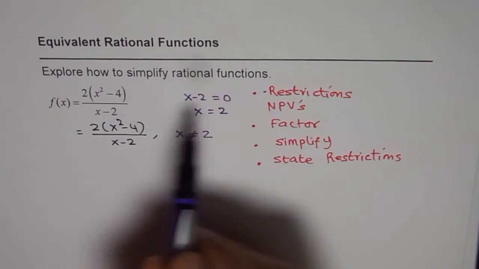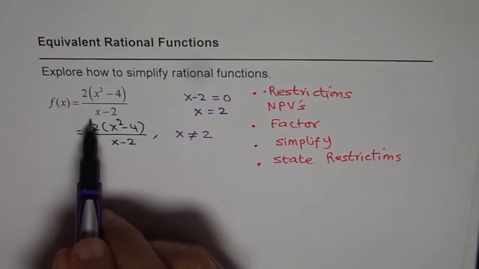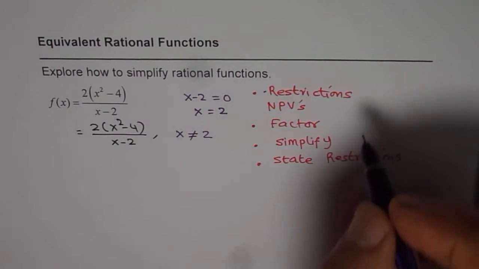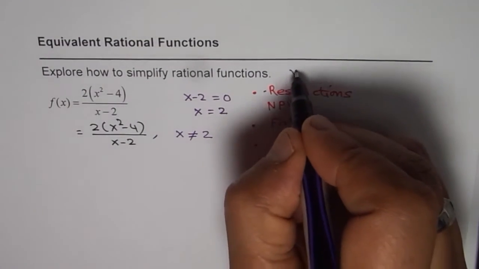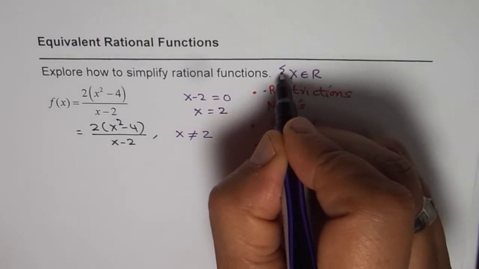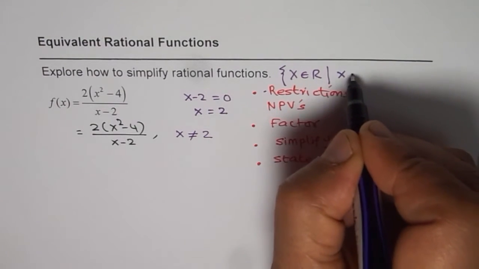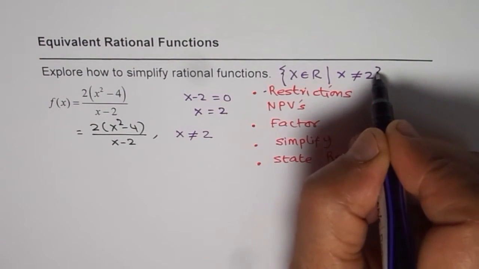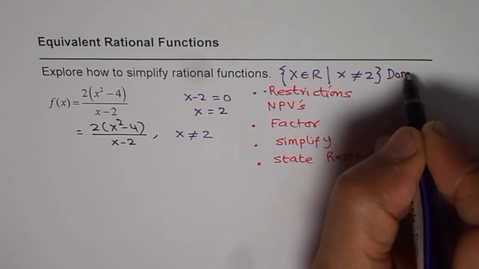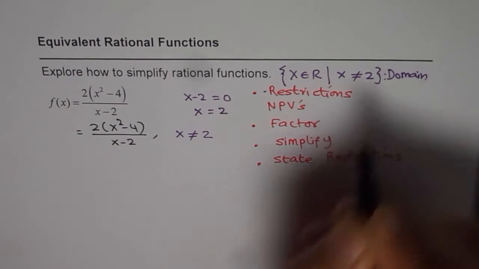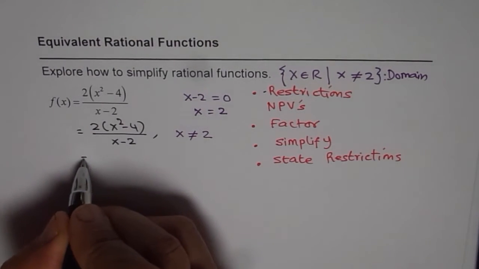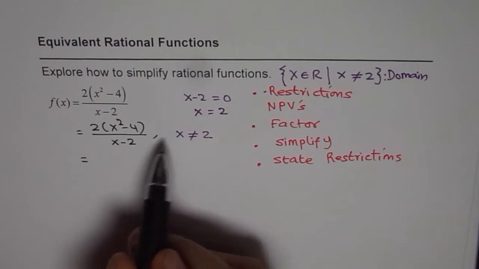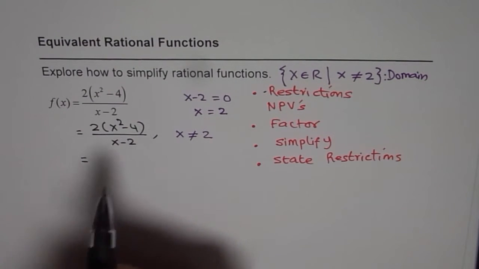So the restriction on the function is that this function can have x as all real values. So we can say the domain here is that x belongs to real numbers, but x is not equal to 2. That becomes the domain of the function, right? Do you understand? Once we identify it, we move forward. Well, normally it is done after factoring, but I jumped into it.